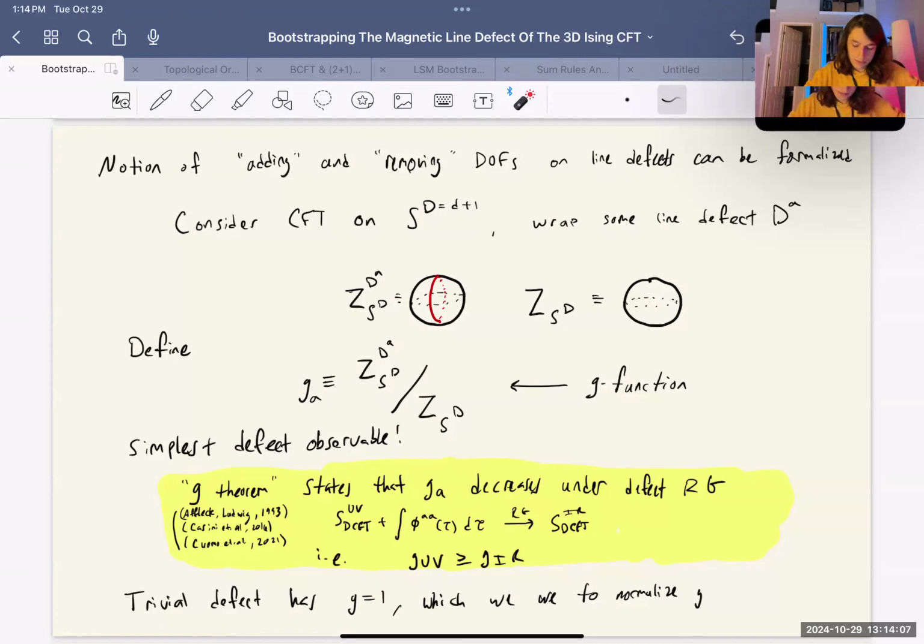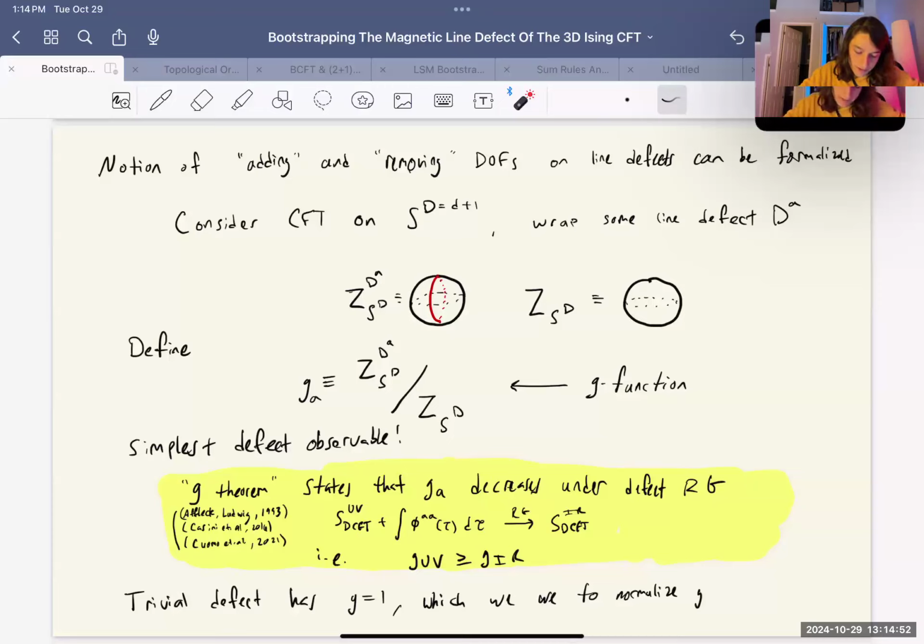This is going to be helpful for us to later talk about some of the observables that we're going to be putting bounds on. The first observable that I'm going to introduce is this quantity called G. The way we define it is we take some CFT and consider its S^D partition function. Remember, D here is the Euclidean space-time dimension. Now we measure the effect of adding the defect to the completely clean system, by something like a free energy difference.